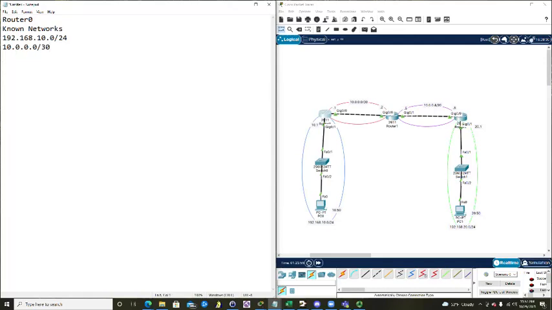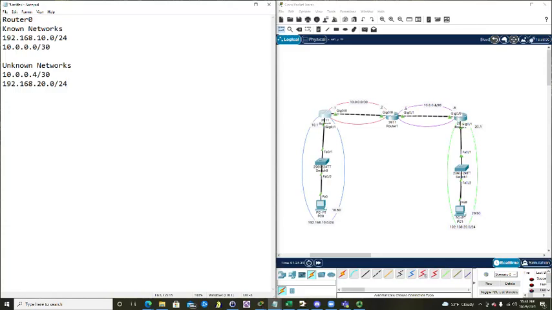But then I also like to list out our unknown networks. And our unknown networks are going to be any networks that this router is not touching. So in this case, the networks it is not touching are the 10.0.0.4/30 network, and it also doesn't know about the 20.0/24 network. So what this tells me is that I'm going to need to write two static routes.